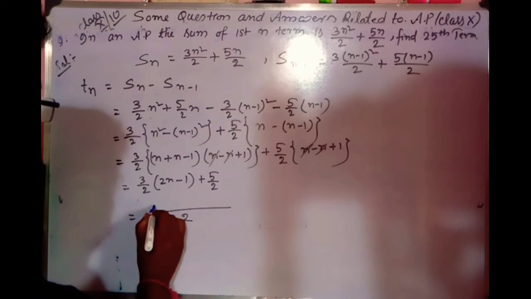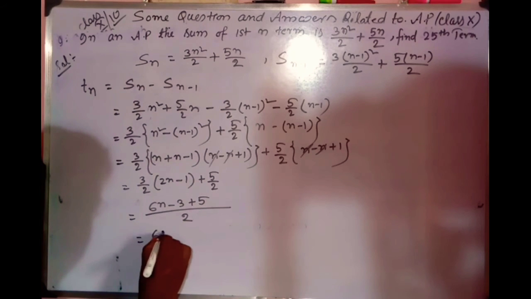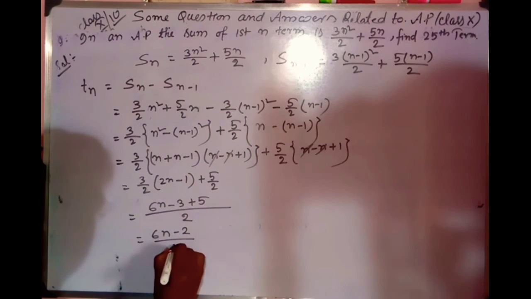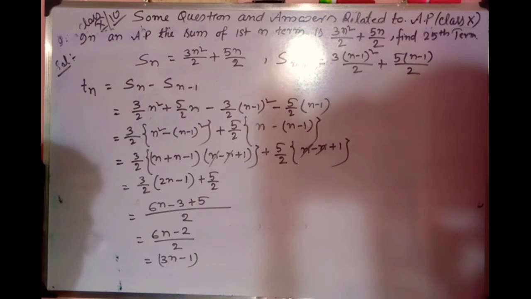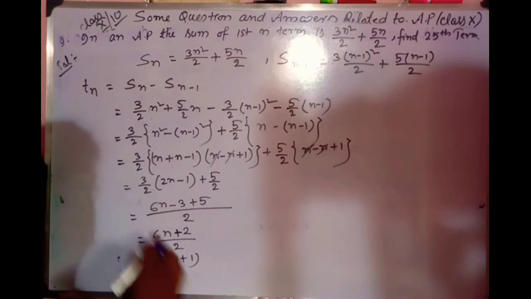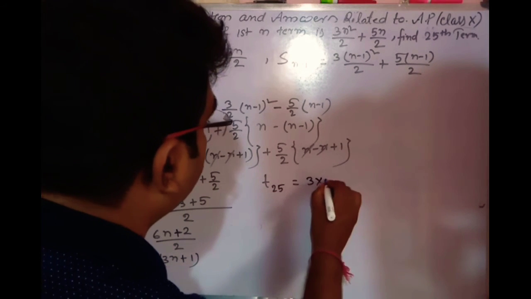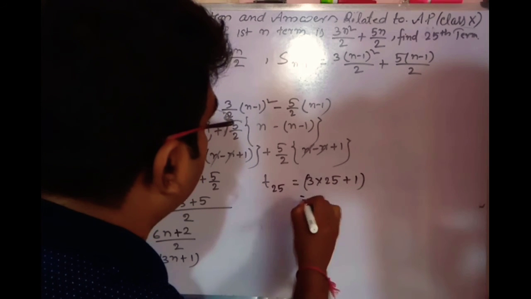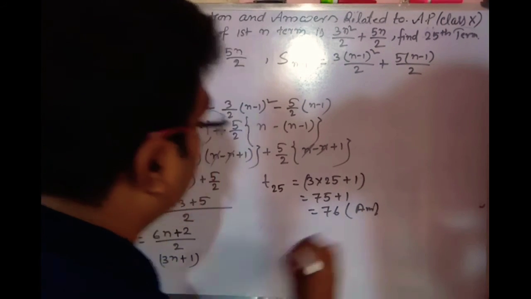This 2, this is 6n minus 3 plus 5. 6n, this is minus 2 by 2, that is 3n minus 1. So this will be the Tn, that is plus 2, that is 3n plus 1. So T25 we have to find. T25 is equal to 3 into 25 plus 1. 75 plus 1, that means 76 will be the answer. Okay.